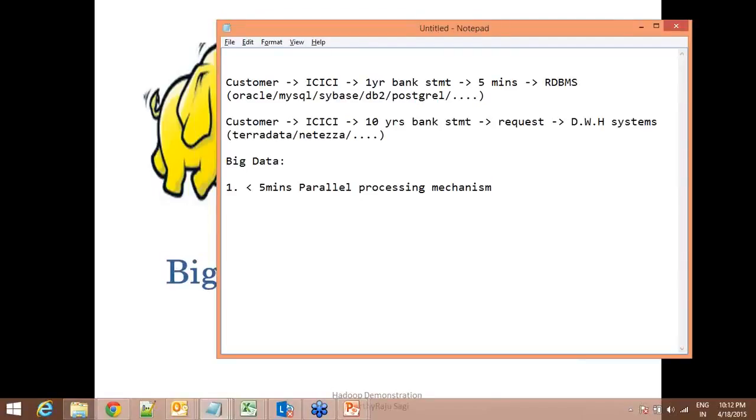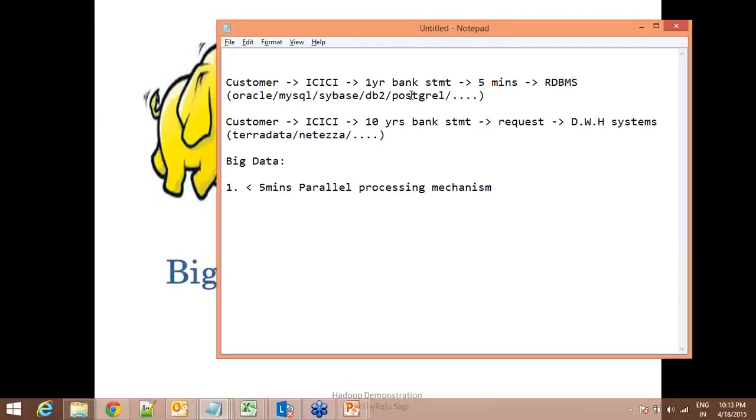Suppose you go for any OLTP databases, I mean Oracle, MySQL, any databases. They are all designed on a sequential processing mechanism. Suppose I run a query: it's going to read the records in the table one by one, perform that query, and return the result. That is what we call sequential processing.